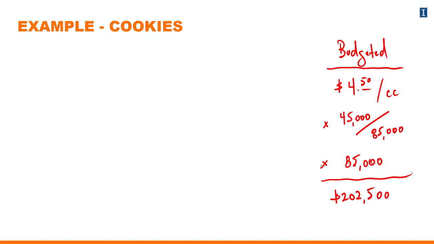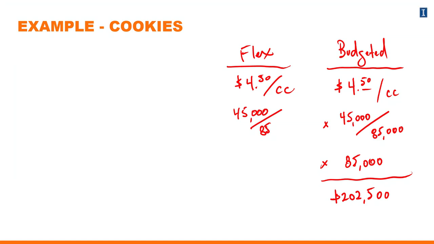Now, turning one dial at a time and trying to parse out the different components or sources of difference between budgeted revenues and actual revenues allows us to move from right to left to the 3rd column. Generically, we refer to that as flex. We leave our budgeted price to be the same, $4.50 per chocolate chip cookie. We'll assume that we had the same mix, 45,000 out of the total 85,000 that we had planned to sell, but we'll change the total quantity from our budgeted number to the actual number.